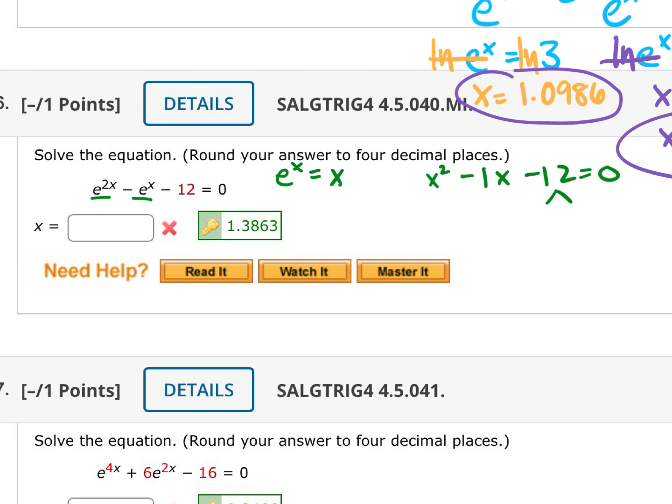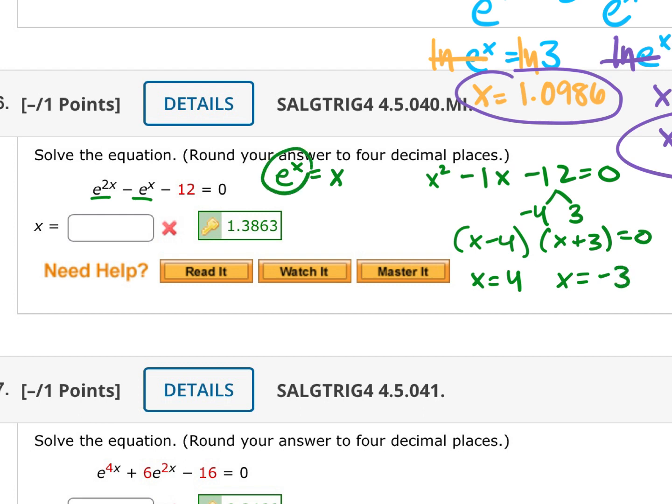Negative 4 and 3. So x minus 4 and x plus 3 equals 0. So x is equal to 4 and x is equal to negative 3. Now I changed e to the power of x to be x, so I've got to change it back. So we have e to the power of x is equal to 4 and e to the power of x is equal to negative 3.